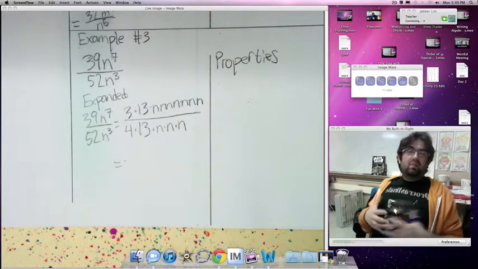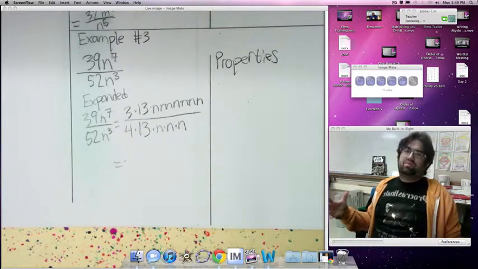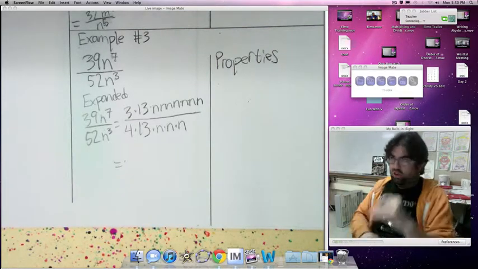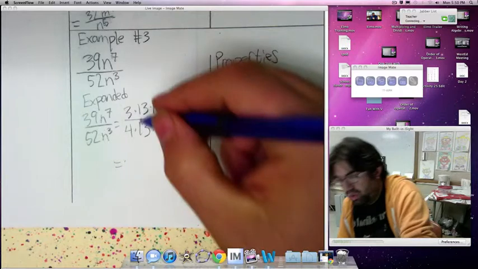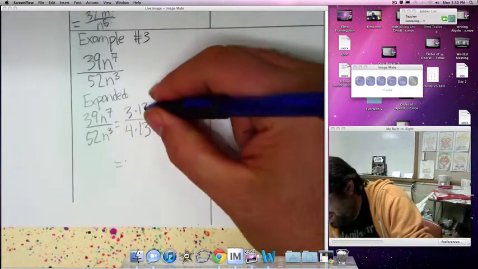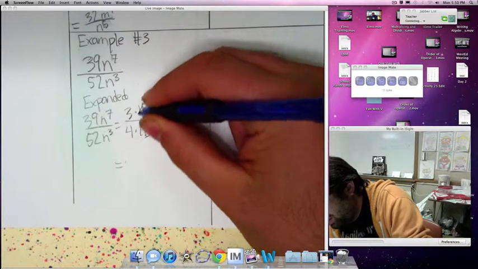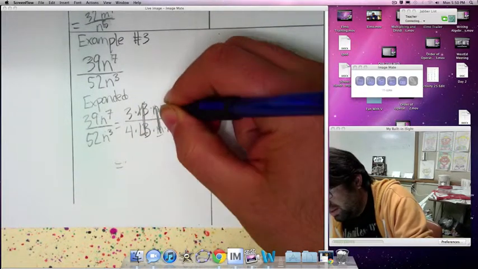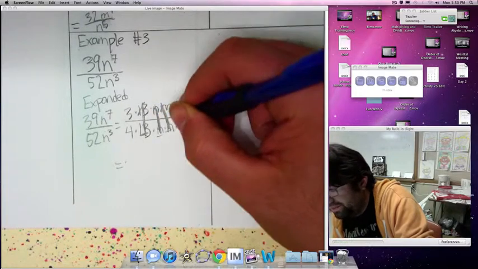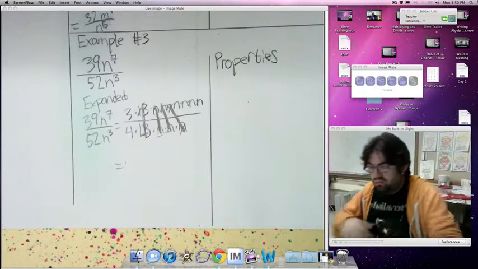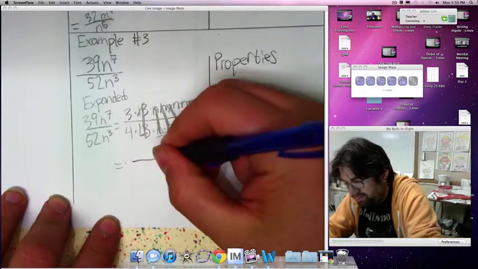At this point, it becomes divide-a-palooza. Anything that is the same on top and bottom turns into a 1. 13 divided by 13. What does that equal? 1. N divided by n equals 1, three times. So the question becomes, what is left on top and bottom?